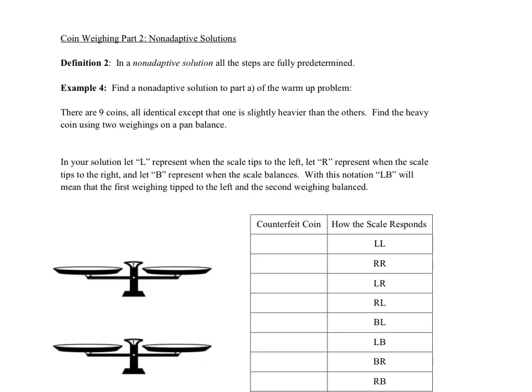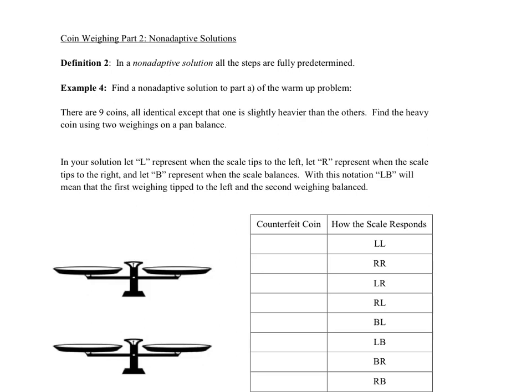Non-adaptive solutions can be better for things like computer programming. They don't give us as many options. An adaptive solution gives you more options. You can adapt throughout your solution. But non-adaptive solutions have their advantage as well. One advantage is that for this particular problem, it's clearer to see what the maximum number of coins you can deal with a certain number of weighings is. And that's the direction that we're going to go.